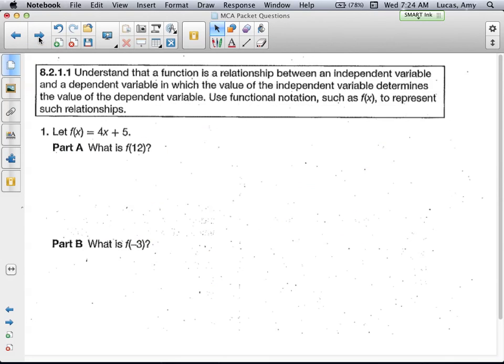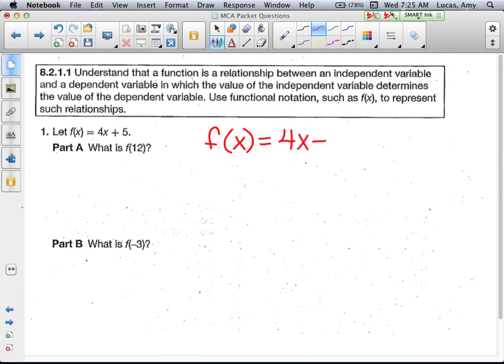Our next benchmark is 8211. This should be on page 11 in your packet. Understand that a function is a relationship between an independent variable and a dependent variable, in which the value of the independent variable determines the value of the dependent variable. Use functional notation such as f of x to represent such relationships. So our rule for number 1, it says let f of x equal 4x plus 5.